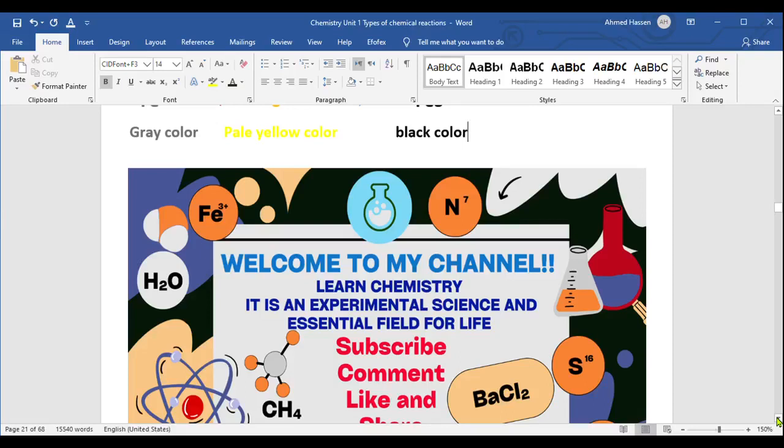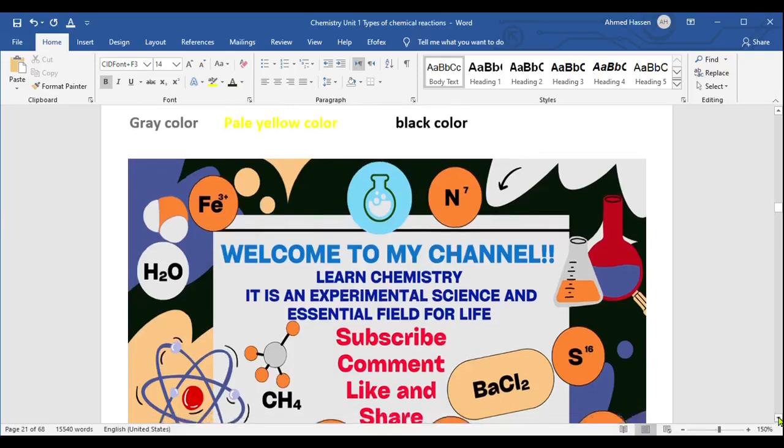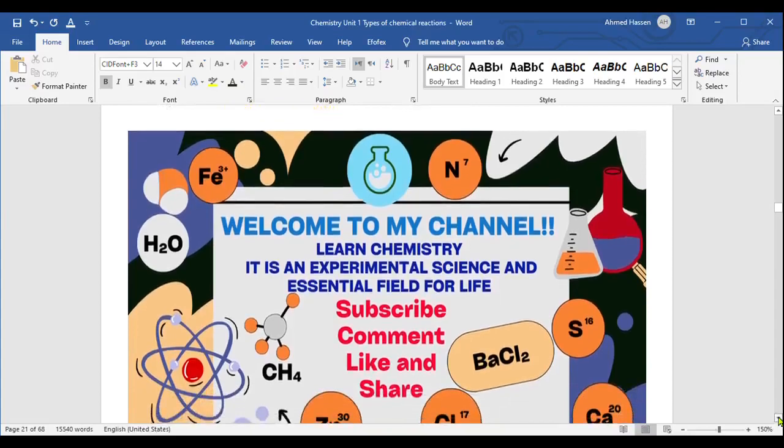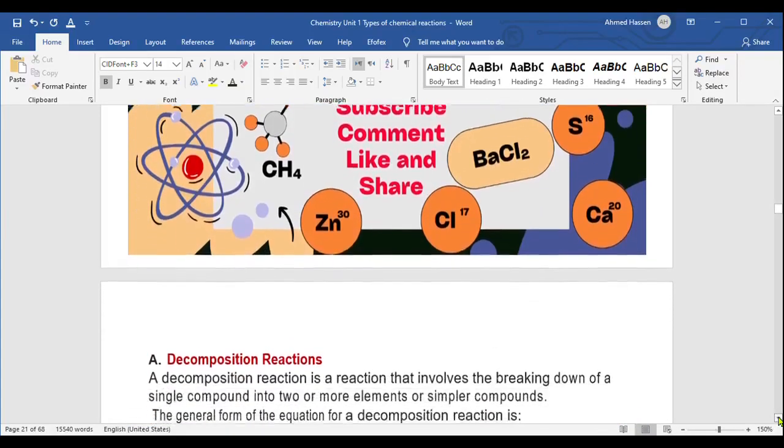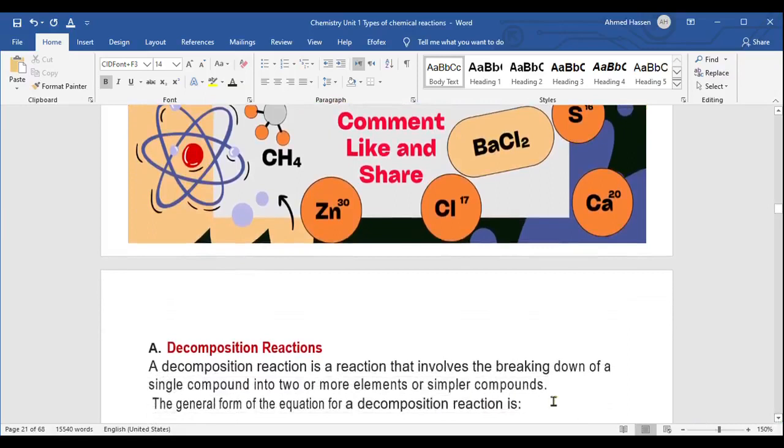Last time I explained about the combination reactions. A combination reaction means a reaction in which two or more substances combine together to form a single substance. What I'm going to explain today is the decomposition reaction, which is the opposite process of the combination reaction.